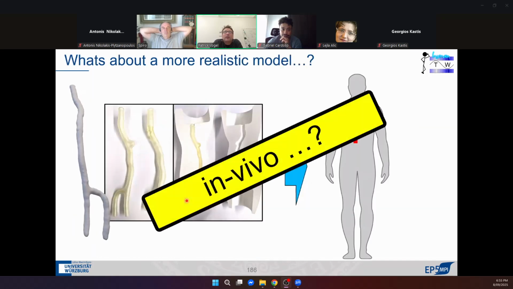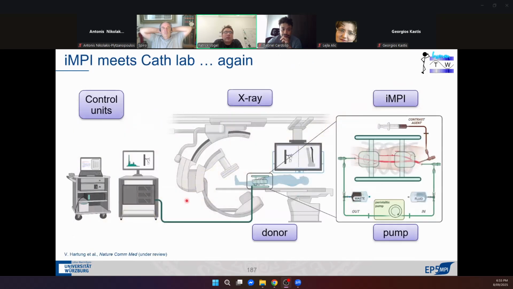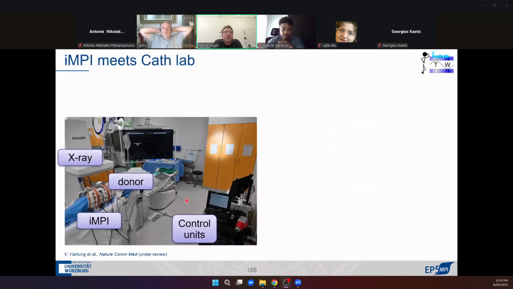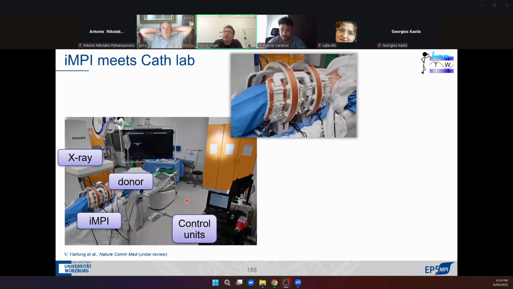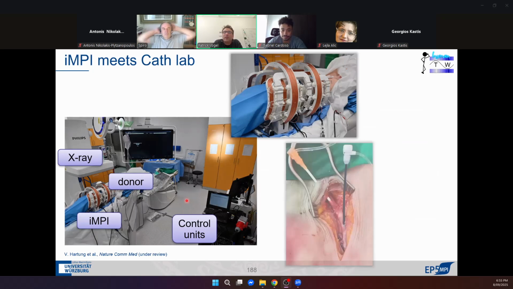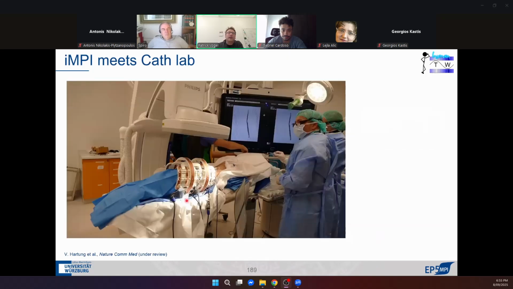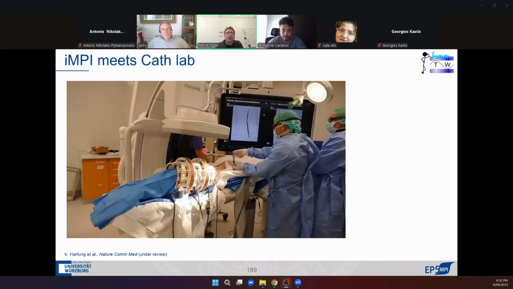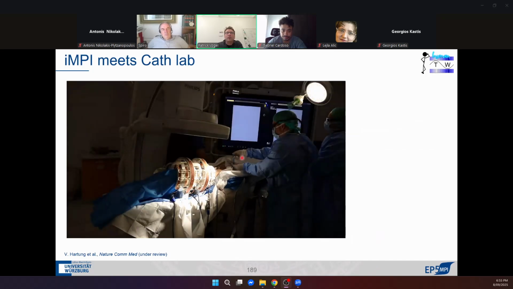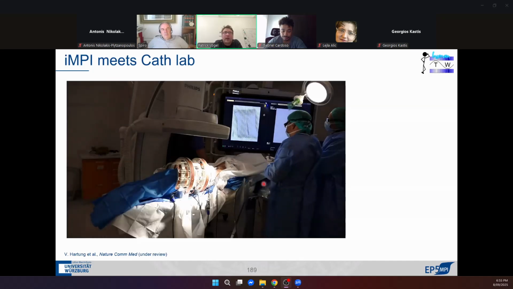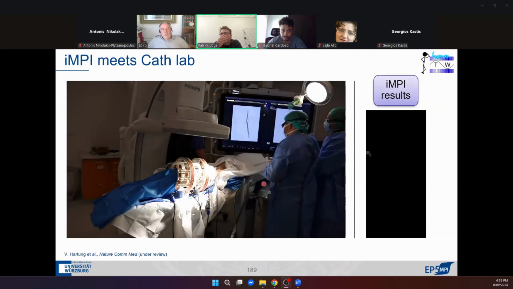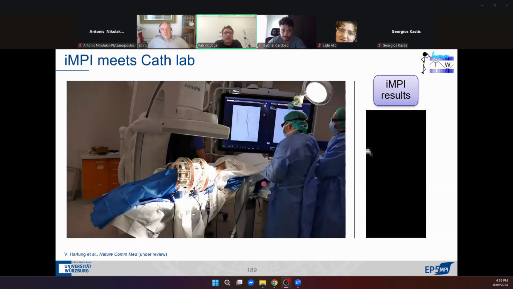So we also did this in a human body donor. So we get the possibility to do that in the latest or the most realistic setting before the in vivo imaging. And also again, we put everything together. Here's the body donor. And again, we put in a bolus. You can see the X-ray and also the MPI at the same time. And that was the first time we can show that as well.